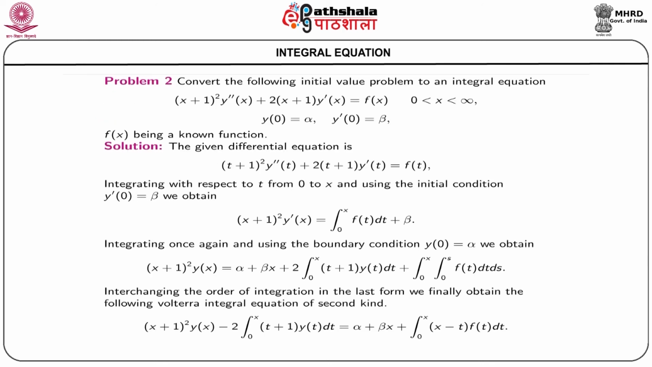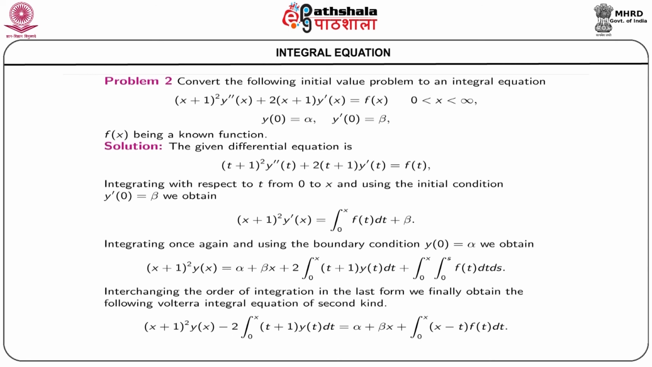Next we come to problem 2. Here we have to convert the following differential equation along with initial conditions, that is the initial value problem, to an integral equation. The problem is given by (x plus 1) whole square y double dash x plus (2x plus 1) y dash x equal to f(x), y at 0 equal to alpha and y dash at x equal to 0 is beta. Here f(x) is a known function and alpha and beta are known constants. We shall try to reduce this initial value problem to an integral equation.